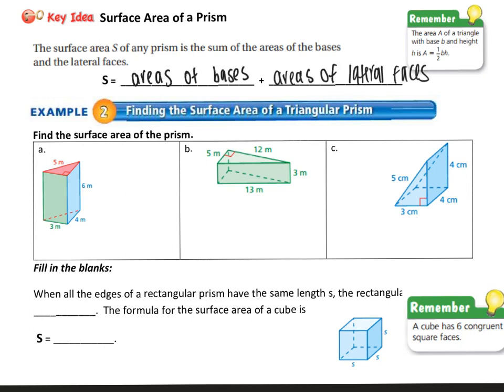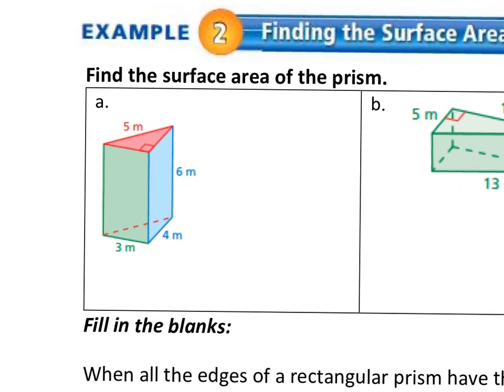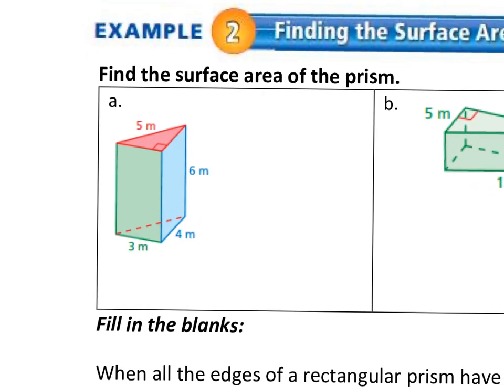Okay, so if we look at this first prism, we are going to need to make sure that we know that the base is going to be this red triangle. So to find the area of this base, we need to know the formula for the area of a triangle. So remember that the area of the red base is a half base times height.